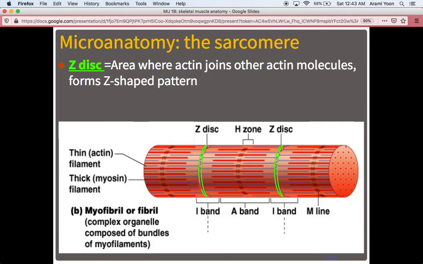The boundaries where the sarcomeres meet, they form this zigzag pattern where you have these scaffolding proteins that anchor the actin together, or anchor the actin to where they're supposed to be. And so that zigzag pattern is called a Z-disc. Z obviously for a zigzag.